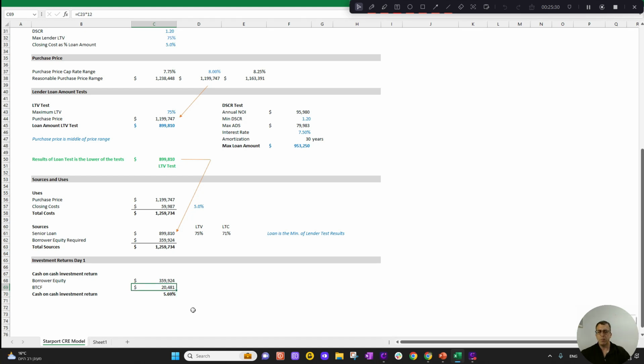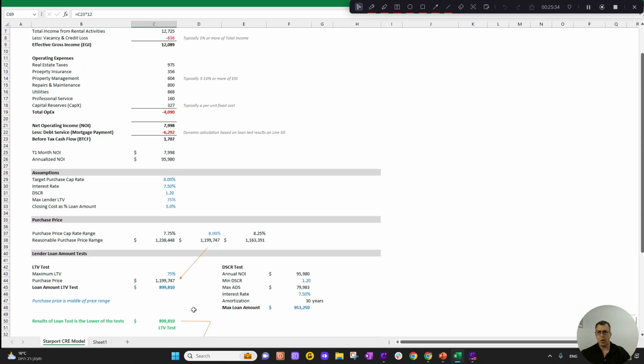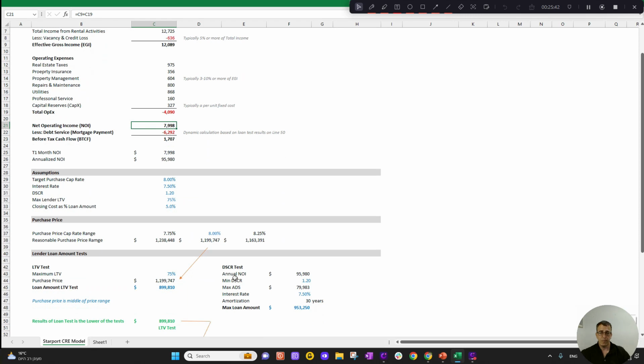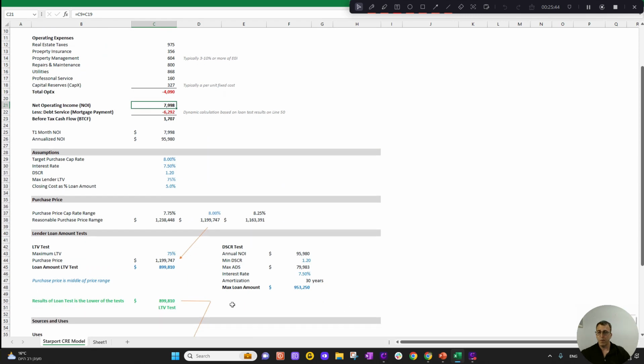So you might be asking, where do we get this before tax cash flow number? For that, I'm going to go back up towards the top, towards our first section, the income statement. We calculated the NOI, it's roughly $8,000. We now calculated with our debt service coverage tests. Well, let me back that up. We now have our loan amount. We took the lower of the two tests. We have our loan amount. We have our interest rate.